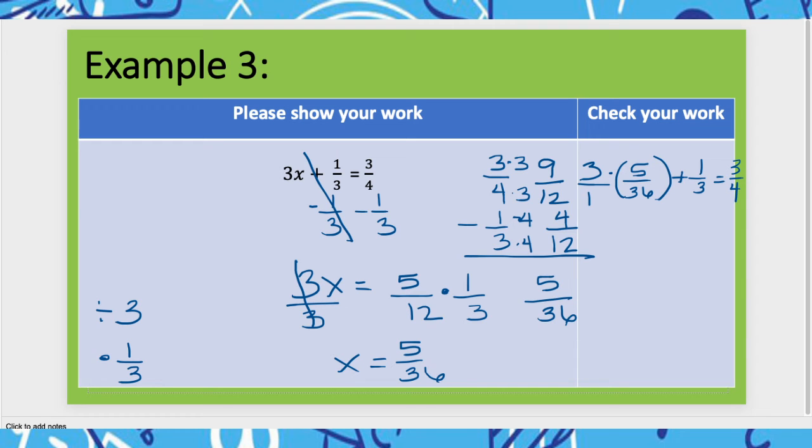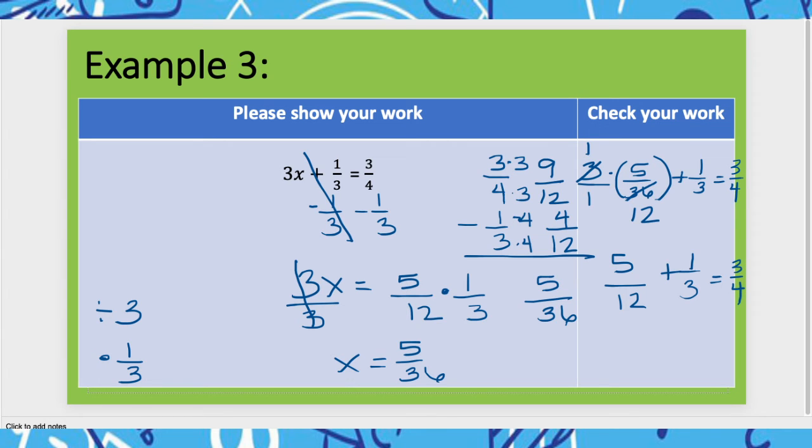When I multiply 3/1 times 5/36, I'm going to go ahead and reduce the 3 and the 36 by dividing them both by 3. So 3 divided by 3 is 1. 36 divided by 3 is 12. Then I just get 1 times 5, which is 5, and 1 times 12, which is 12. So now I have 5/12 plus 1/3 will hopefully equal 3/4.